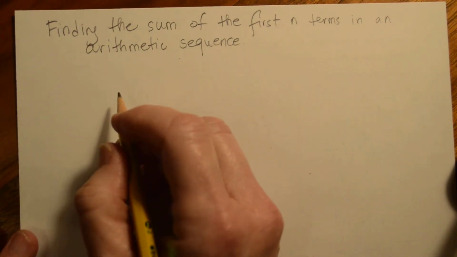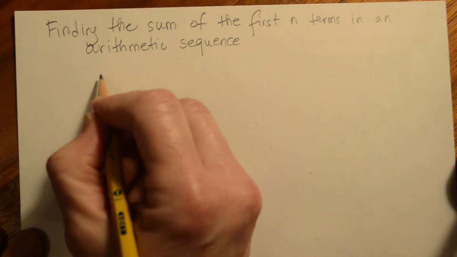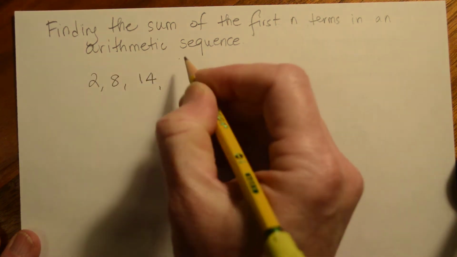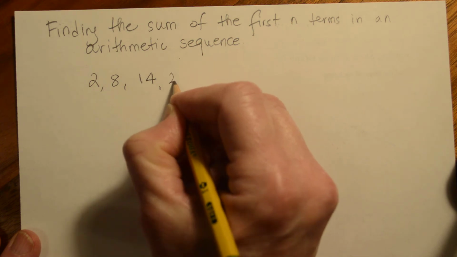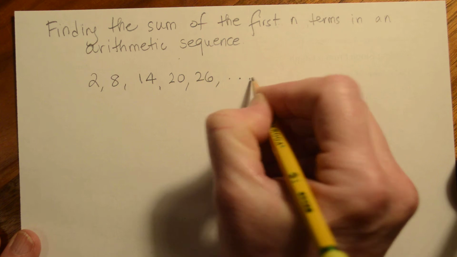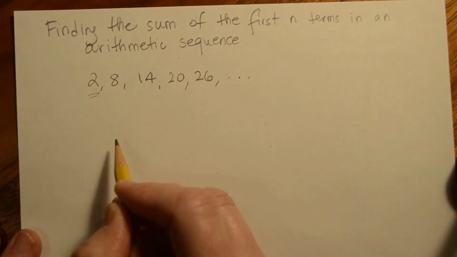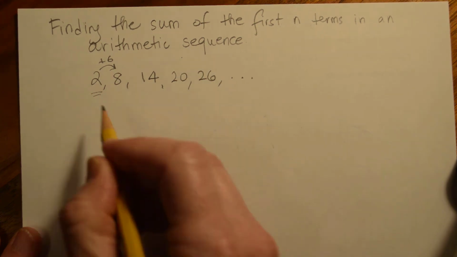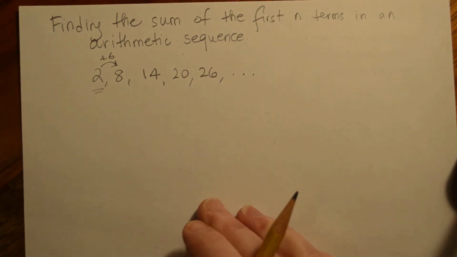And so I just want to use the example that we did last time, which was 2, 8, 14, 20, 26, and so forth. All right, our starting point was 2, and our common difference was 6. So we added 6 every time.